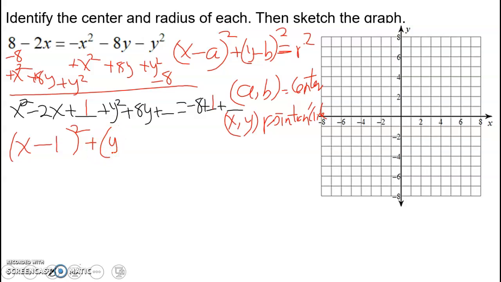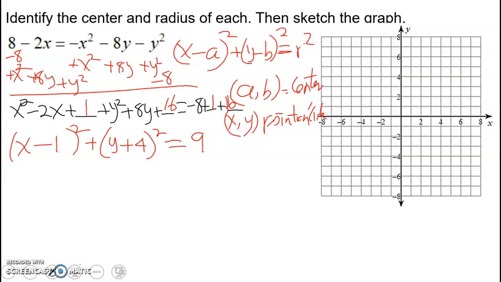All right? And then plus, we do the same thing for y. So y plus something. Now we take 1/2 of 8, which is positive 4. So we write 4 squared. And 4 squared is 16. So we're going to put 16 here and then put that 16 here also. Make sense? So now, please add: negative 8 plus 1 is negative 7. Negative 7 plus 16 is 9. So it's going to be equal to 9.